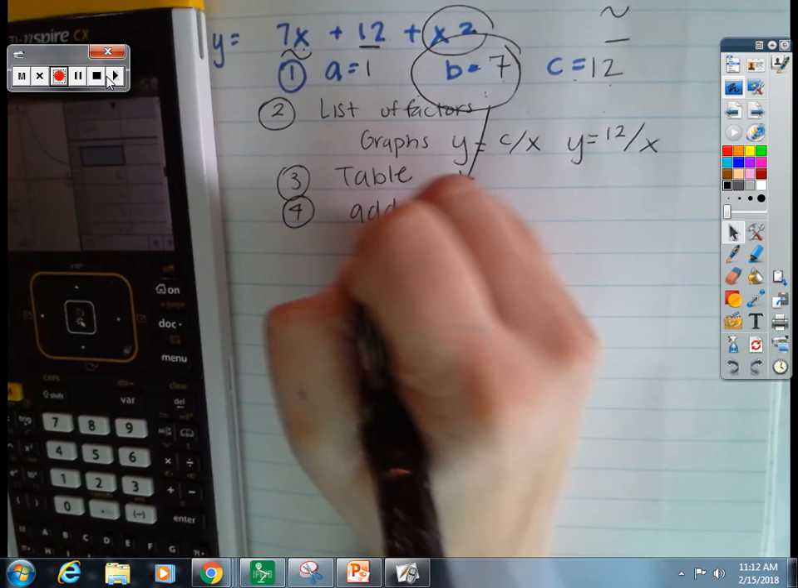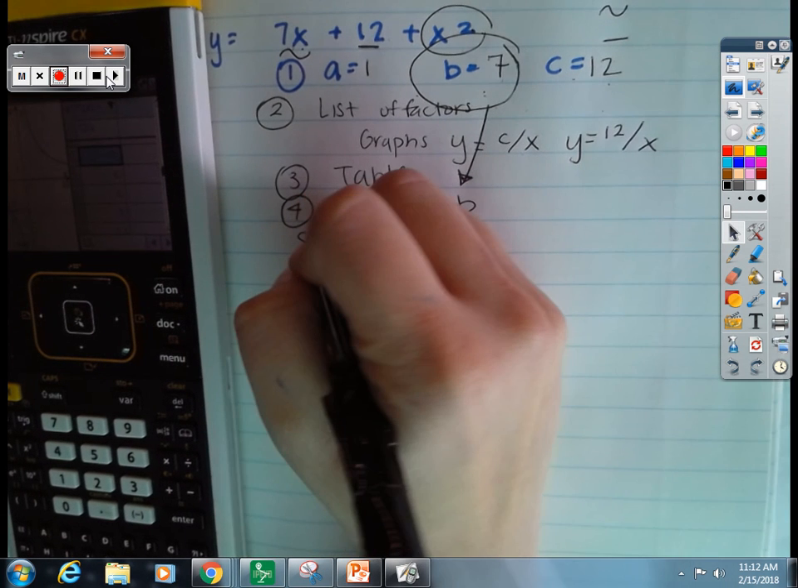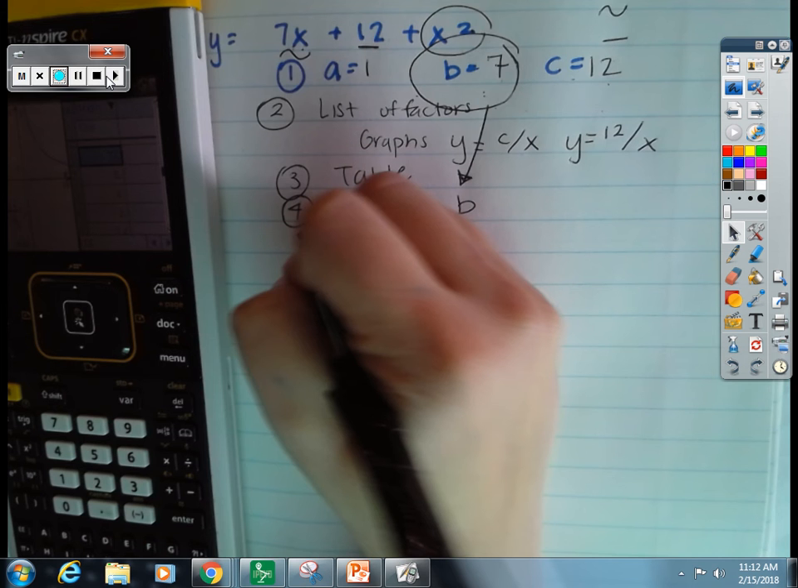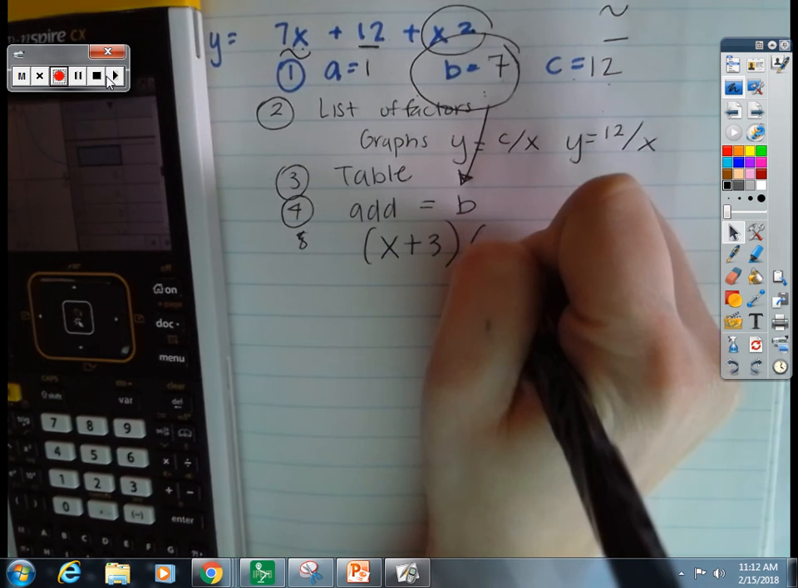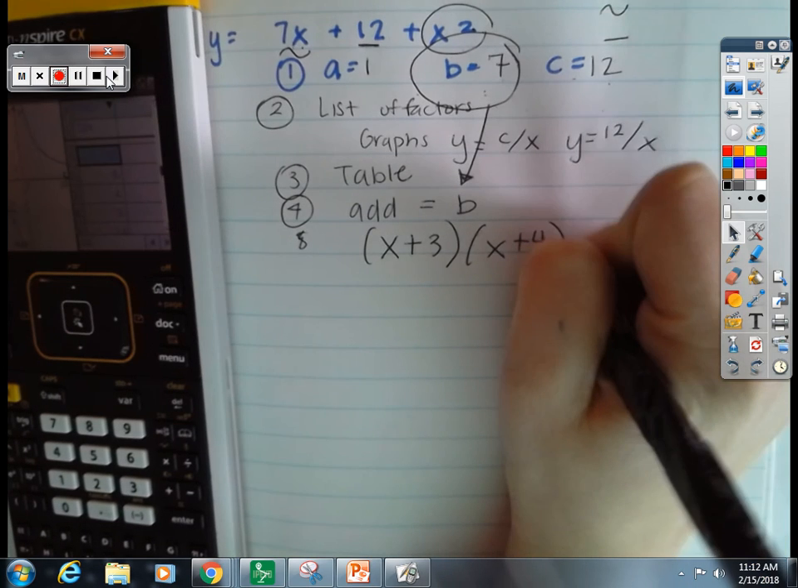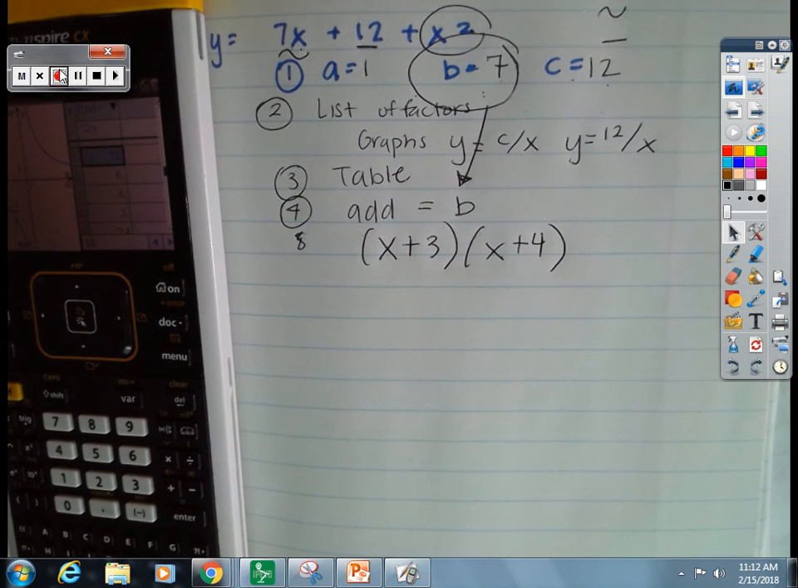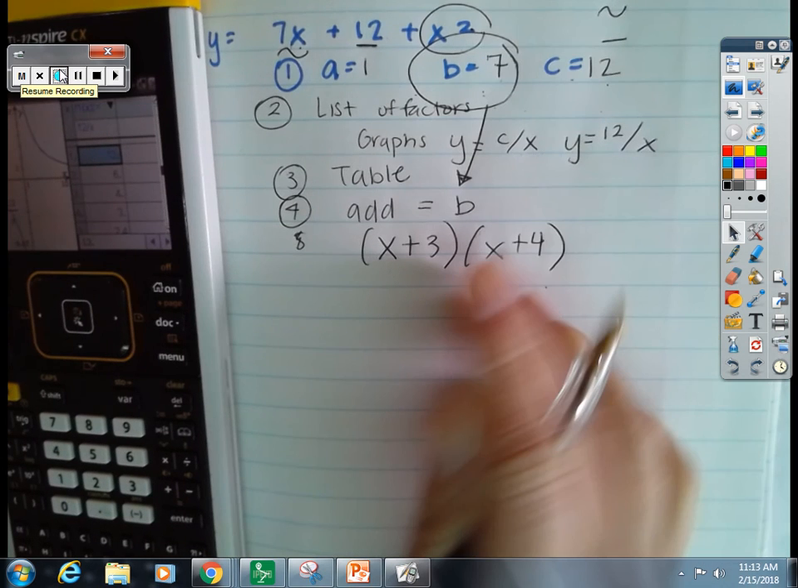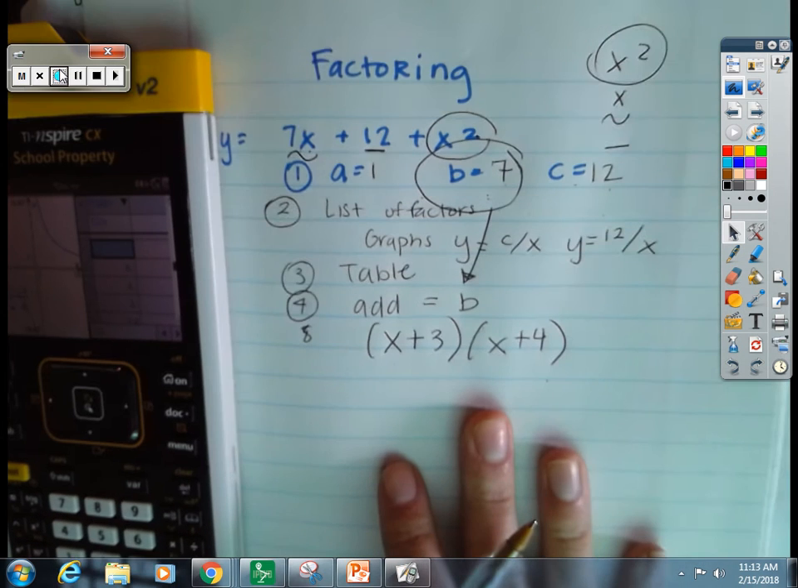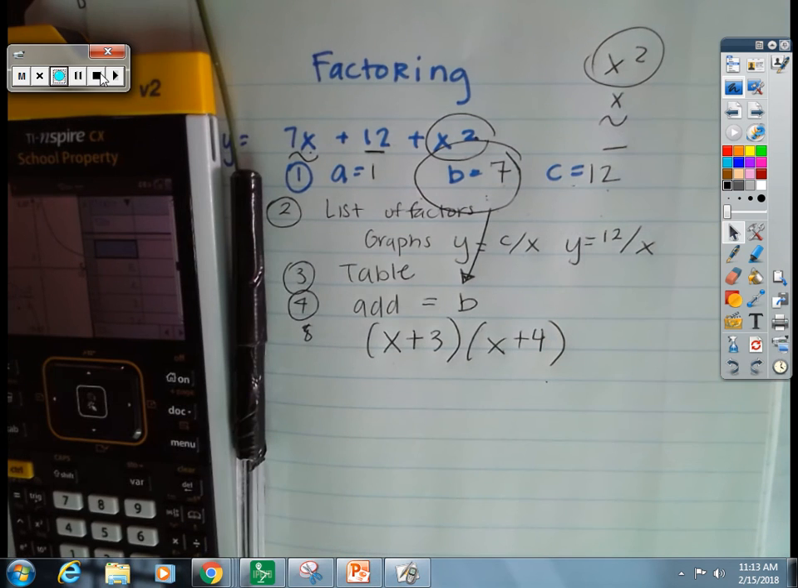So here's how I write my answer. You can think about this as step number 5. x plus 3 and x plus 4. Those are my factors. Alright, so now those are your factors. Here's an example. Please watch it again if you need to watch it again.